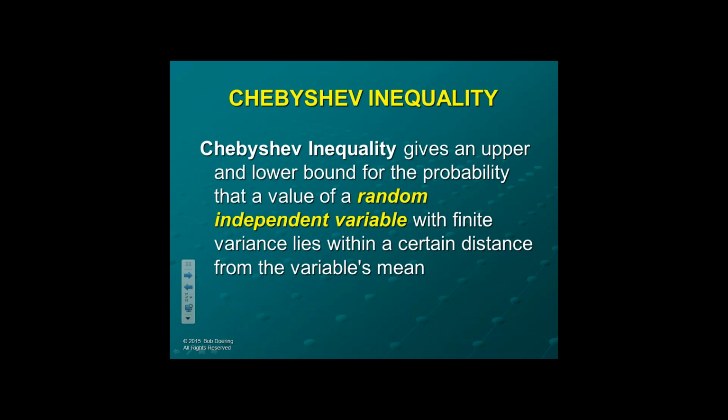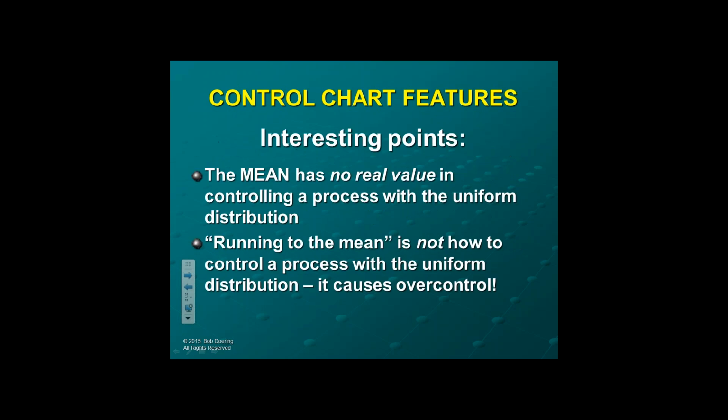Well, how about Chebyshev's inequality? Again, Chebyshev's inequality gives an upper and lower bound of probability that a value of a random independent variable with finite variance lies within a certain distance from the variable's mean. But we're not talking about random or independent variables, so it doesn't apply.